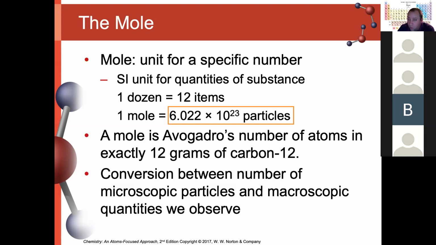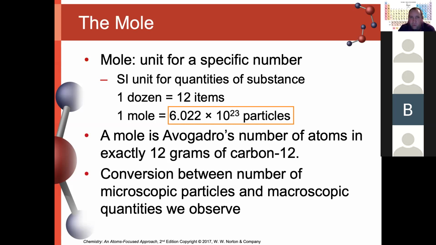And so 1 mole is that many particles. There are Avogadro's number, 6.022 times 10 to the 23rd atoms in 12 grams of carbon-12. There are 6.022 times 10 to the 23rd atoms of carbon-12 in 1 mole of carbon-12. And so every other determination of the number of molecules, every other mass, is based off of those determinations.